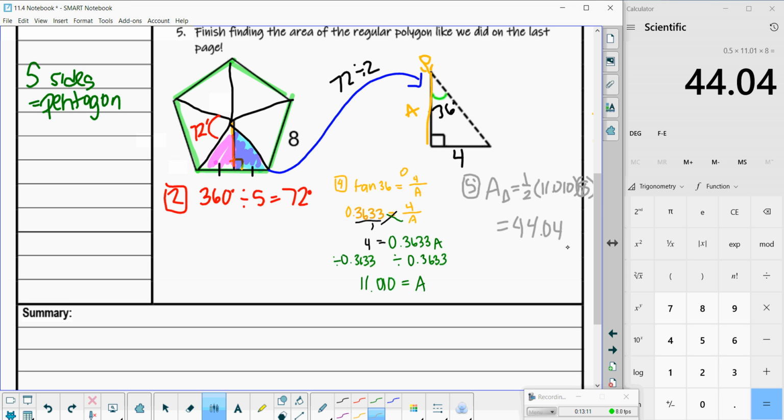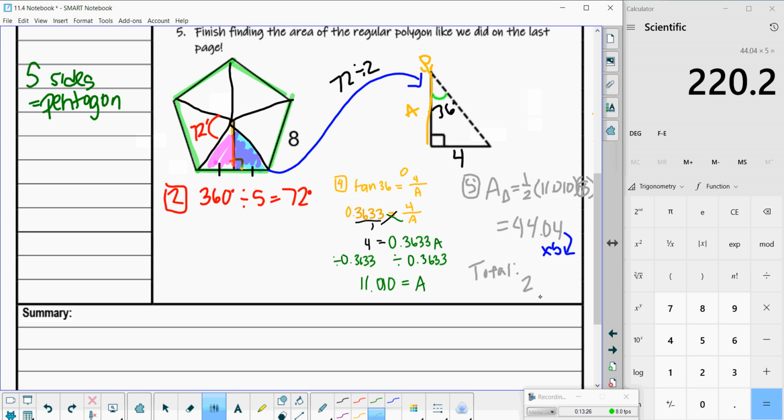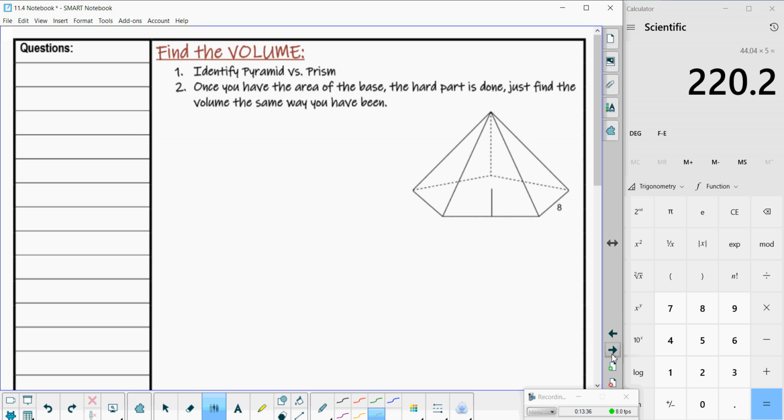To find the total area, you're going to take it times 5, since that's the number of sides. And so total is going to be 220.2. That's our total area. Next example, identify the pyramid or prism for us to find the volume.